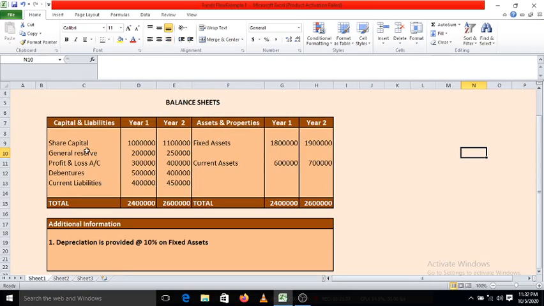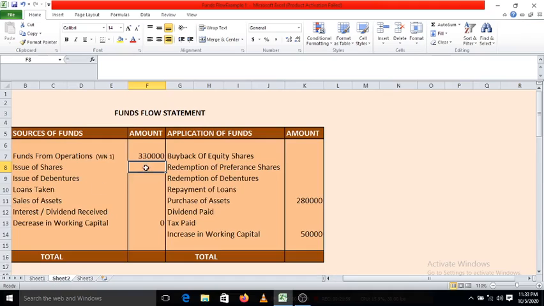Now take this balance sheet in front of you. Now we will check each item one by one. First the liability side, share capital. In the first year how much is the share capital? 10 lakhs. In the second year 11 lakhs. It means share capital has increased by rupees 1 lakh. Is the increase in share capital a source or an application? Obviously it is a source. So here I will write issue of shares, 1 lakh.